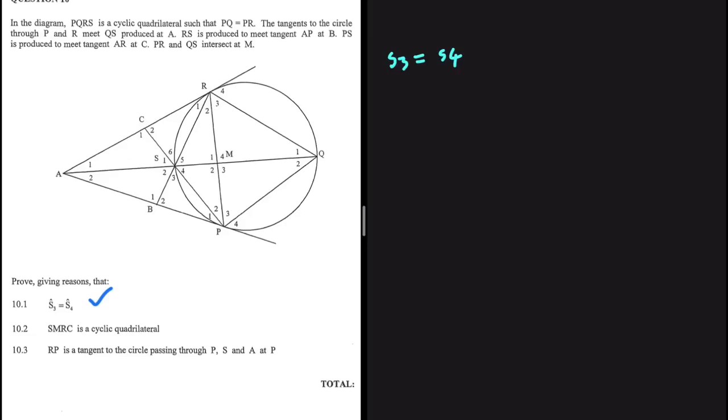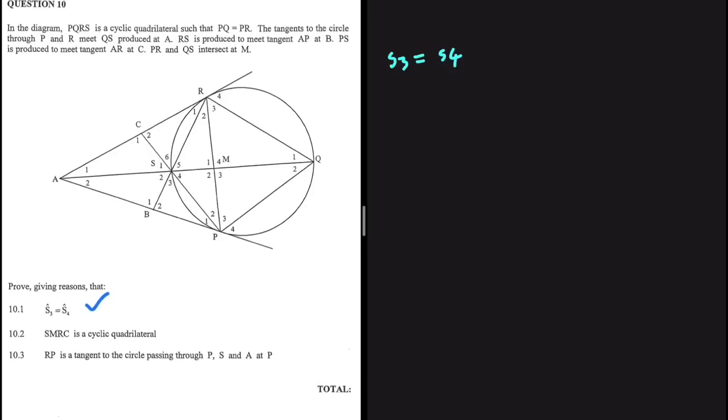There's no values in this question. We're just writing angles in terms of one another. Let me show you what I'm talking about. So the first question, 10.1, we are supposed to prove, giving reasons, that S3 is equal to S4. But before we can attempt answering this question, let's go through the question statement so that we can extract our keywords that are going to help us in answering the question.